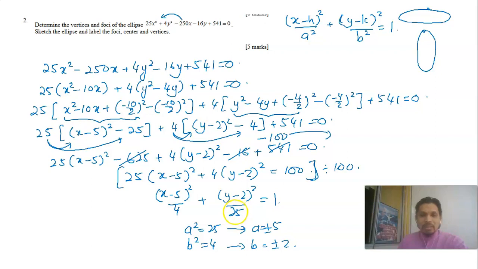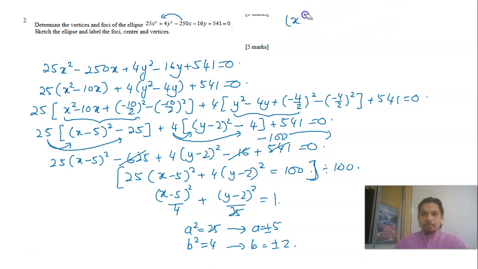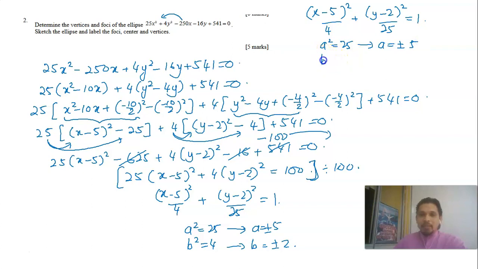Look at this one here now, the highest denominator between these two is 25. So then a squared is 25, b squared equal to 4, and then y will be the major axis. Okay, so rewrite the equation here: (x minus 5) squared divided by 4 plus (y minus 2) squared divided by 25 equal to 1. So then a squared equal to 25, then a equal to plus minus 5. And b squared equal to 4, then b equal to plus minus 2.